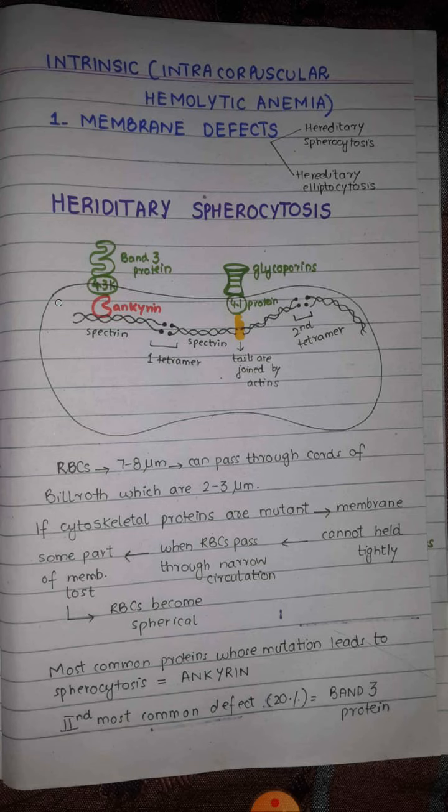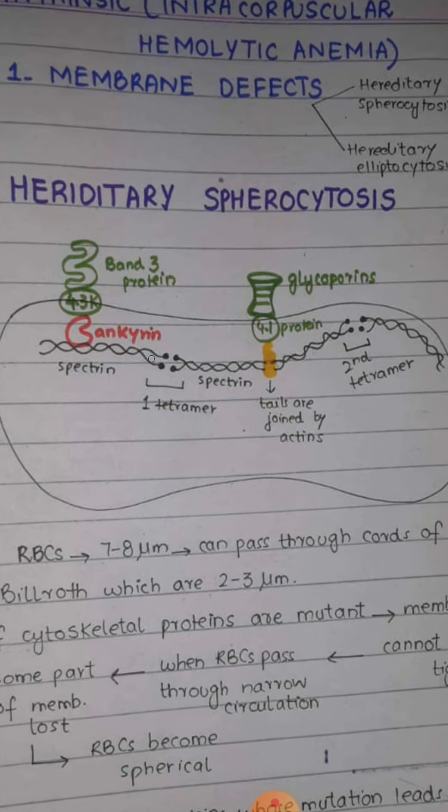So in this diagram, a red blood cell can be seen. This is a red blood cell, and inside the red blood cell, we can see these are the proteins. These are the proteins of the red blood cell membrane. These are the horizontal proteins, and here we can see the vertical proteins. Among the horizontal proteins, we have the spectrins. We can see that this is one dimer of spectrin and this is a second dimer of spectrin, and spectrin is present in the form of tetramers. So this is one tetramer of spectrin, this is a second tetramer of spectrin.